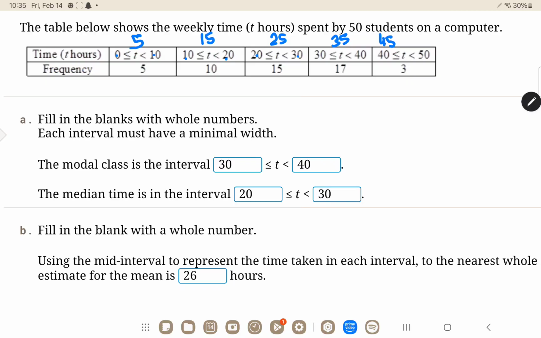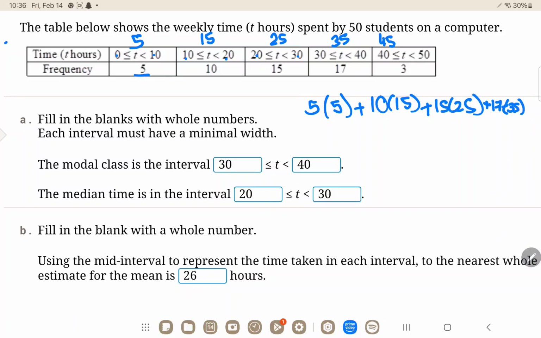Now to find the mean, you multiply your frequency by your mid-class interval, over the total number of students. So now it's 5 times 5, plus 10 times 15, plus 15 times 25, plus 17 times 35, plus, I'm going to write it over here because I don't have space, 3 times 45. Okay? Now once you do that, you're going to add all these numbers over your total number, which is 50 students, so 50.